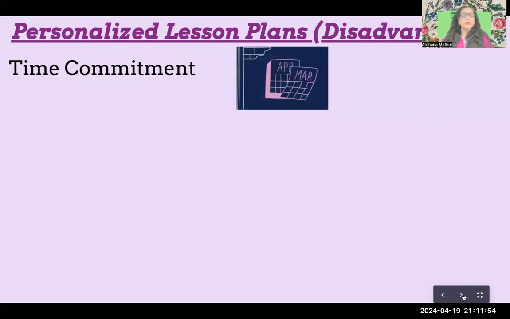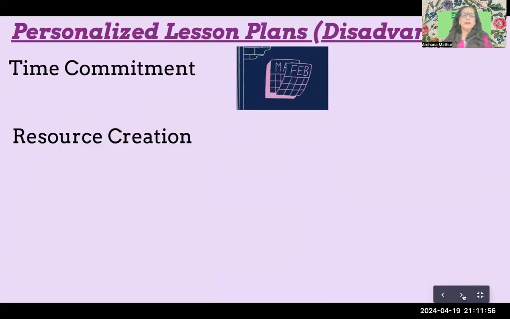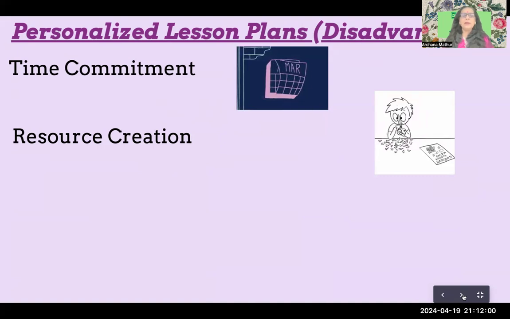Okay. So then the second disadvantage is resource creation. Every time it becomes very difficult for teachers to create something original, and it requires additional thought. So obviously it requires more time and more energy for resource creation.